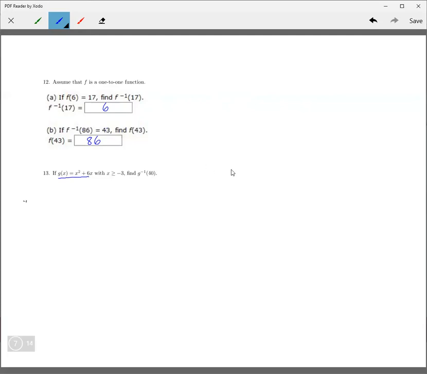One way you could do this is like we did before. You could say y equals x squared plus 6x, solve for x, and so on, and then rewrite it as g inverse. You could go that route, but there's an easier way to do this one, and that would be to take g of x and set it equal to 40, and find what values of x that gives you.